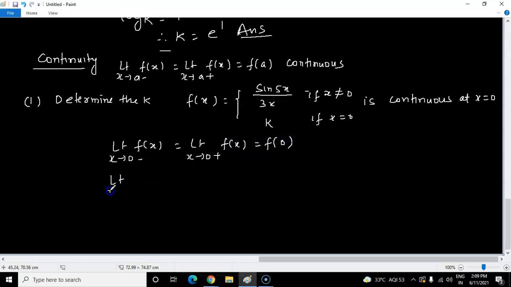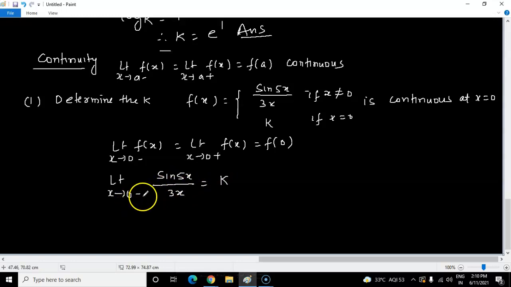Yes, sir. So limit of x tends to 0 minus, which function to choose? 0 minus means it is not equal to 0, this one is there, right? Sine of 5x by 3x. For 0 plus, if you choose the same function, we get the same value, so no need to do it here. f of 0 is equal to k. This value should be equal to f of 0, that is k.